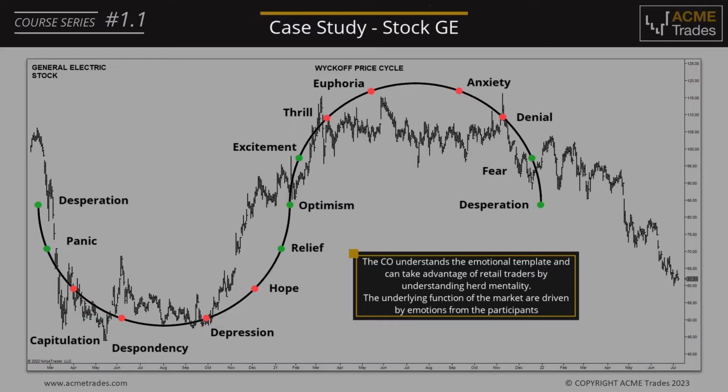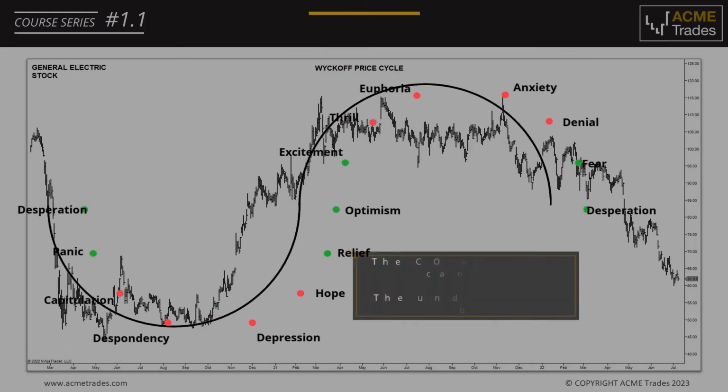Now this is a beginner's course. We won't dig too deep into the template. However, I think it's incredibly important that you are at least privy to this information, because fundamentally, this is the underlying function of the markets at its purest level, driven by emotion, group herd mentality. The CO, the smart money, strong hands can manipulate the weak hands, retail traders, into poor decision making.